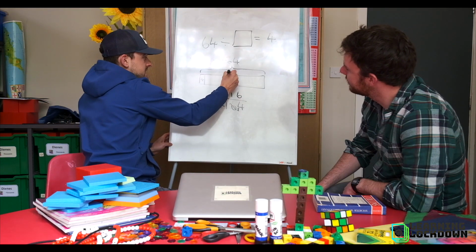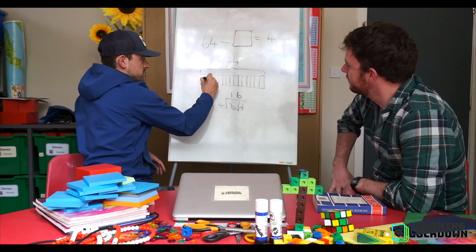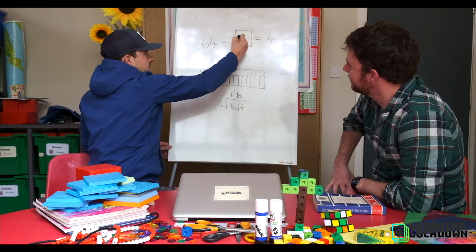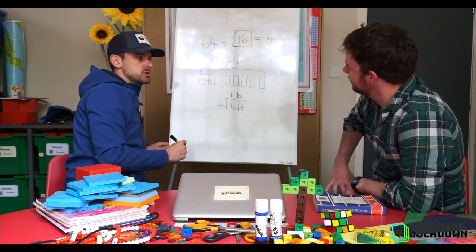Well, that would mean we need 16 equal pieces. Each one is worth 4. Well, 4 times 16 equals 64. So 64 divided by 16 equals 4.